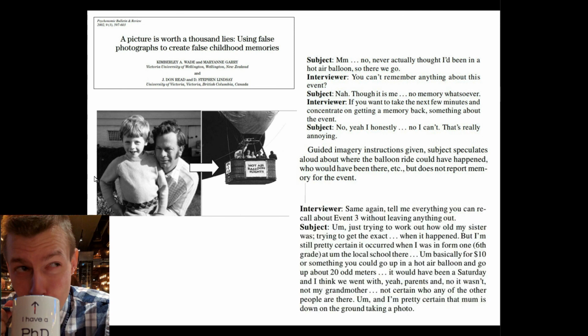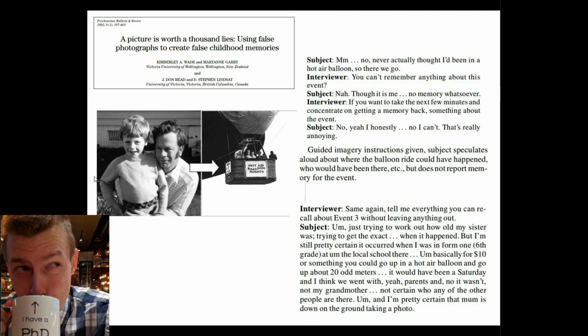Same again. "Tell me everything you can recall about event 3 without leaving anything out." "Just trying to work out how old my sister was. Trying to get the exact when it happened, but I'm still pretty certain it occurred when I was in 6th grade at the local school there. Basically, for $10 or something, you could go up in a hot air balloon and go up about 20 odd meters."